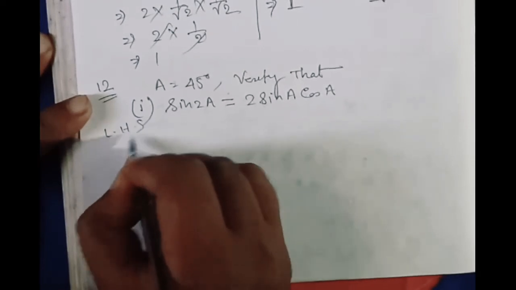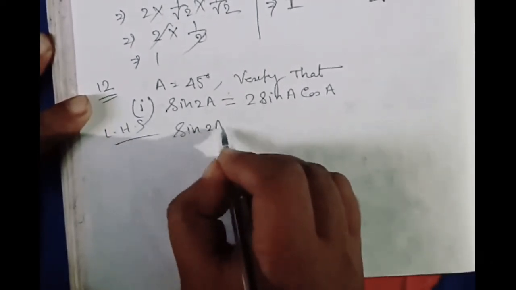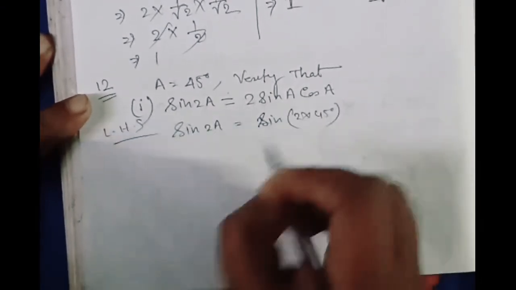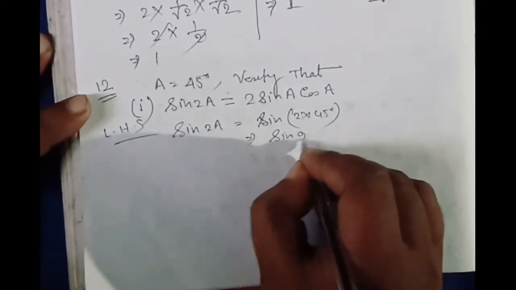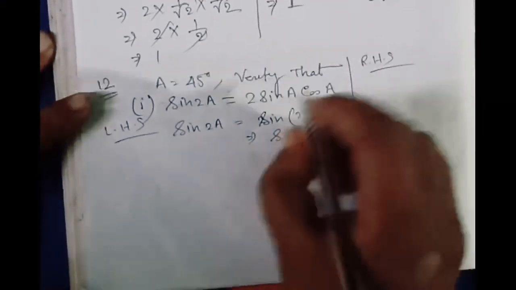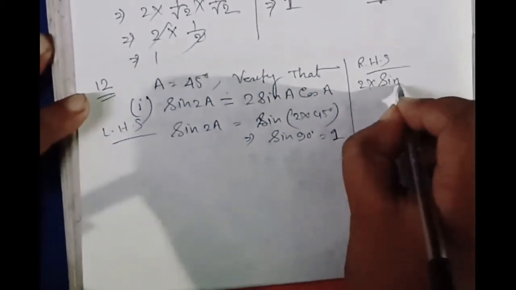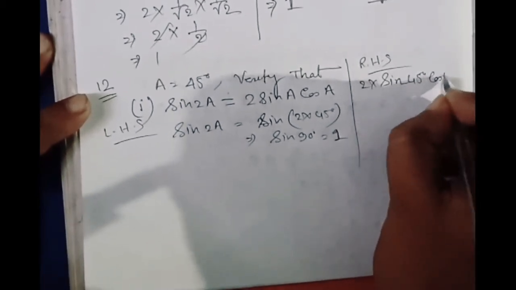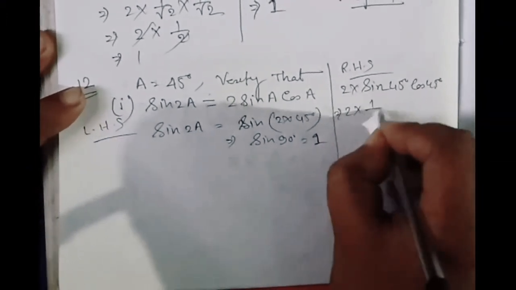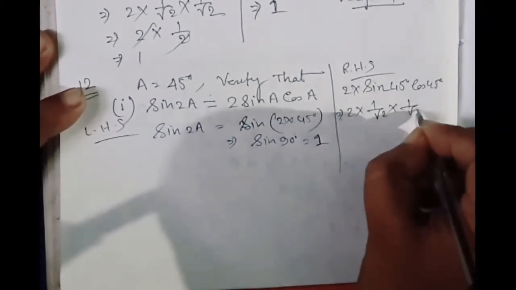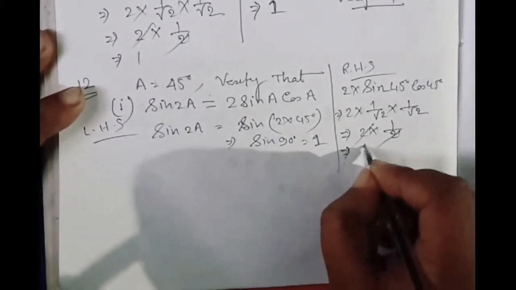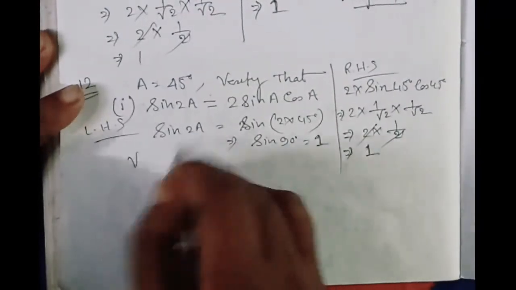So, my LHS is equal to sin 2A, that is equal to sin 2 into 45 degrees, that means sin 90 degrees, that means the value is 1. And come to the RHS. RHS is equal to 2 into sin 45 degrees cos 45 degrees, 2 into 1 by root 2 into 1 by root 2, 2 into 1 by 2, that is equal to 1. So, verification done.